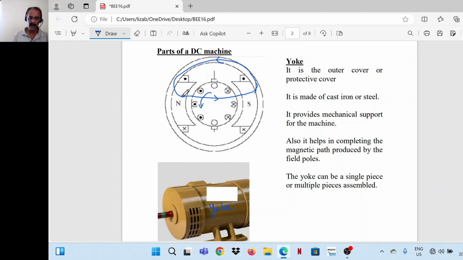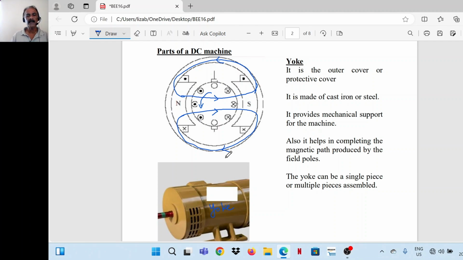This is the direction of the flux. From north it moves to the south through the armature because it has to cut the armature conductors, and through the yoke the path is completed. So the outermost part of the DC machine is called the yoke. It acts as a protective cover and provides mechanical support. It's made of cast iron or steel and it helps in completing the magnetic flux path. So the return path of the magnetic flux is through the yoke of the machine.